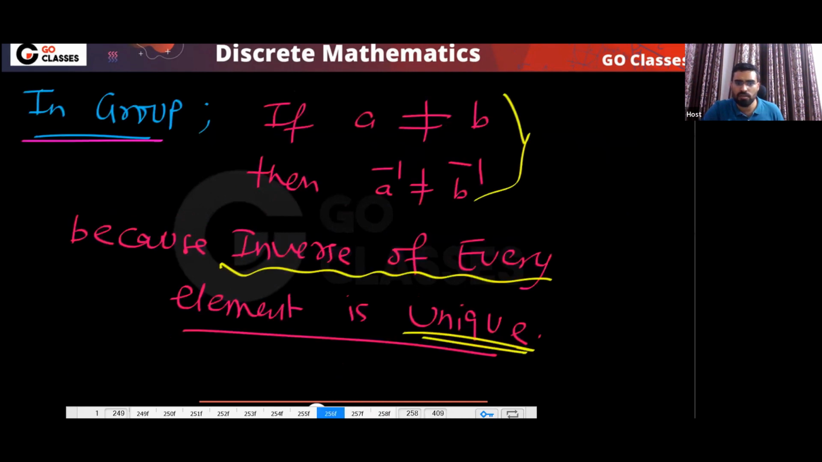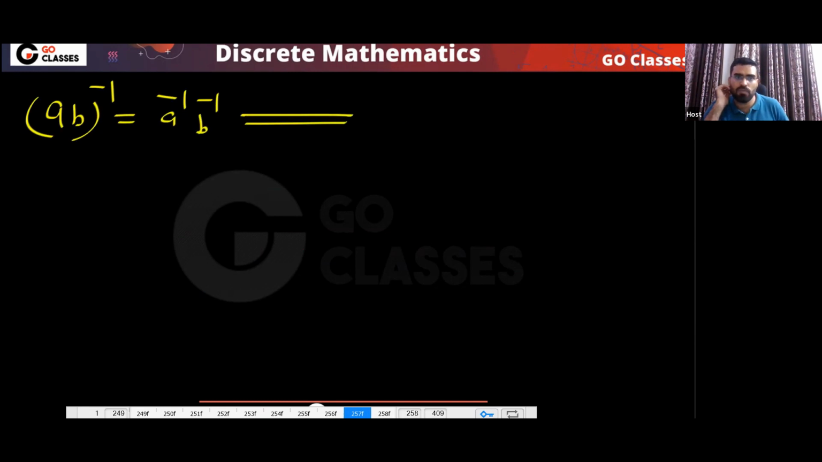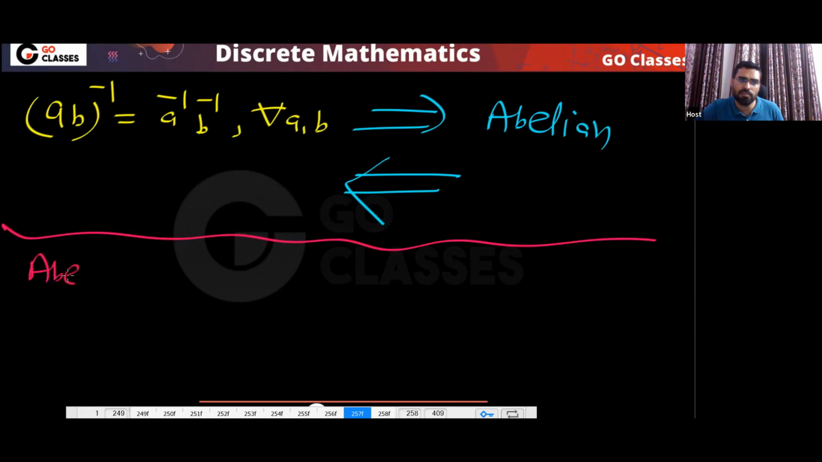Now one more question. So you know that (AB) inverse equal to A inverse B inverse for all A, B implies abelian group. So this thing implies abelian. Can I say the reverse? Yes, the reverse is also correct. If you have abelian, the reverse is also true.